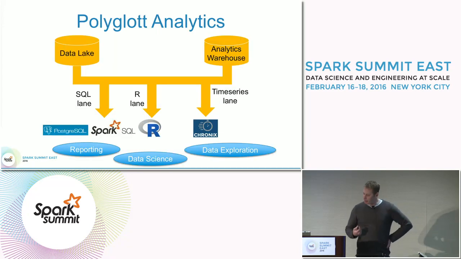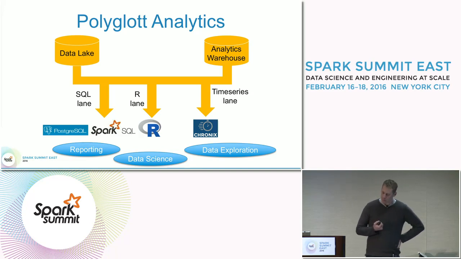Next thing we discovered is a pattern. We call it Polyglot Analytics. We need different kinds of analytics for our use cases, and we use both data stores, the data lake and also the analytics warehouse. And there are 3 lanes we have in our solution. The first lane is obvious, it's SQL, with Spark SQL. We also have a small data mart based on PostgreSQL beside this. It's mostly for reporting and also a little bit for data exploration. The R lane, mostly for data science and automation rules.